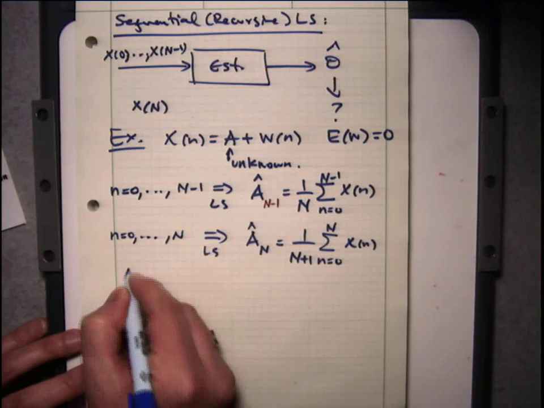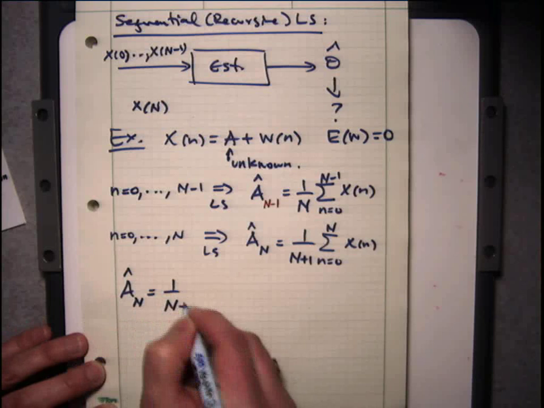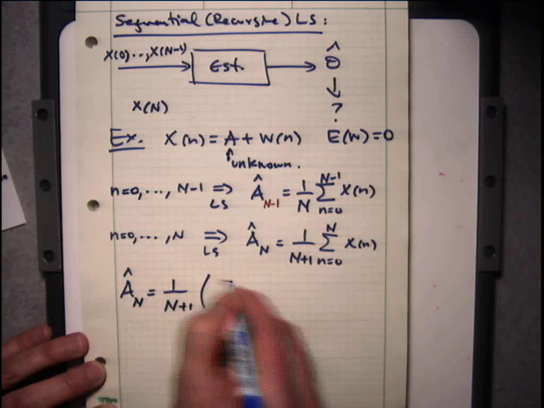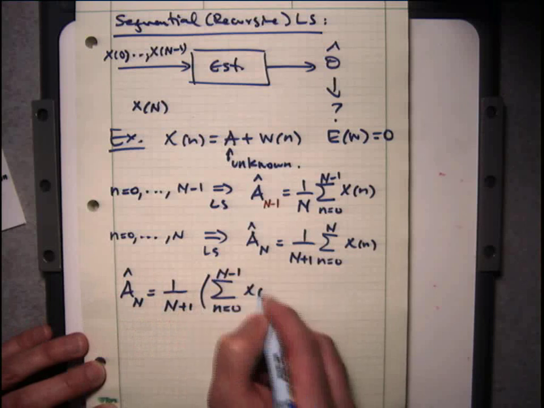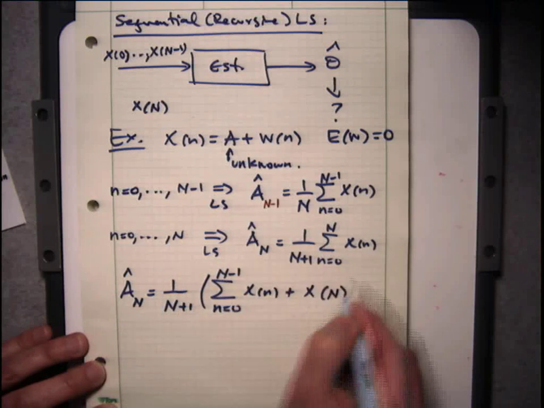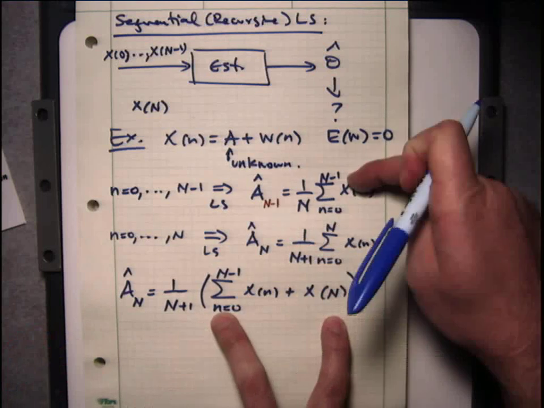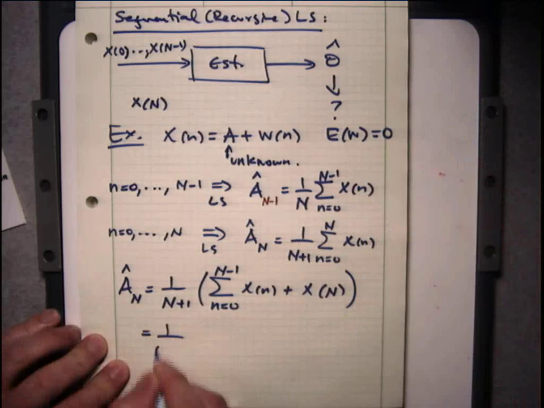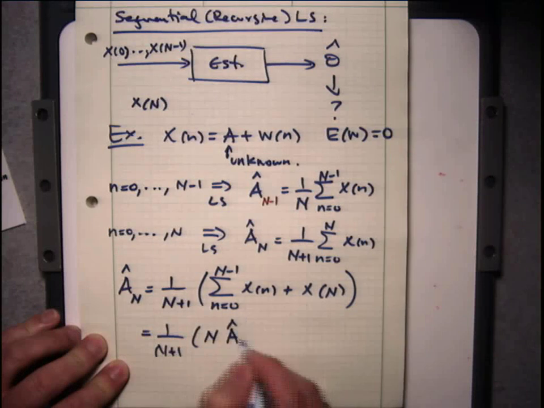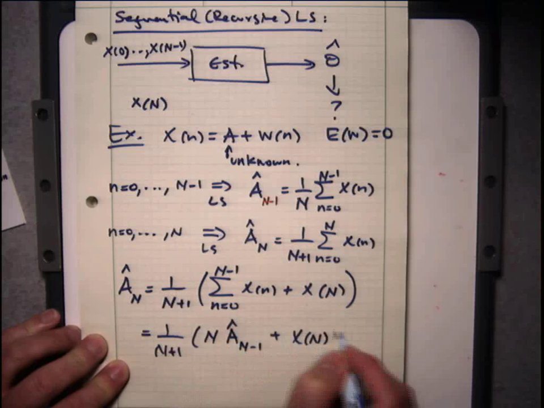So A hat n is 1 over n plus 1 times the sum from n equals 0 to n minus 1 of x[n], plus x of capital N. So all I've done is simply written this in terms of two pieces, one that looks just like that and another one which is the new data point. And so this is 1 over n plus 1, times n times A hat n minus 1 plus x[n].